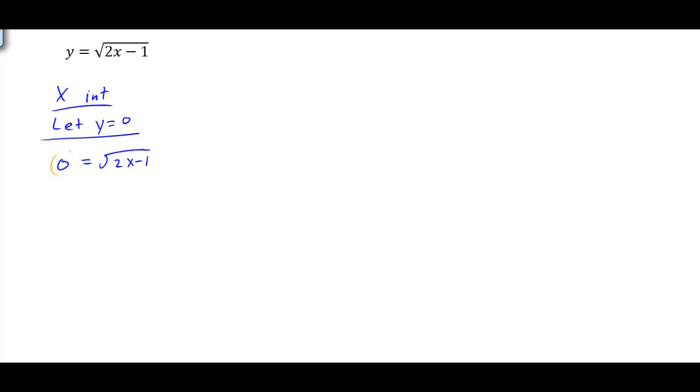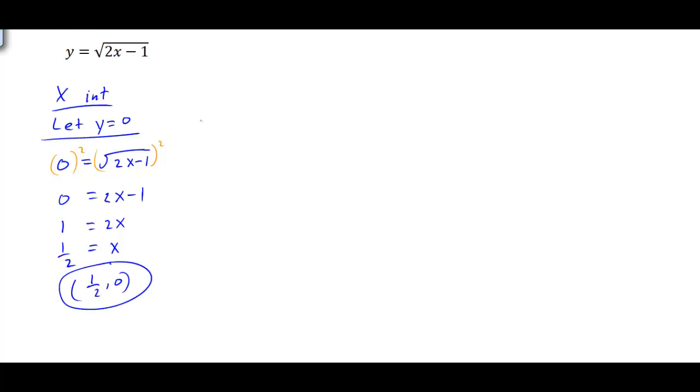Well, we're going to have to square both sides of the equation to eliminate the square root. 0 squared is still 0. The square and the square root cancel, so we're left with 2x minus 1. And if we solve for x, we have 1 equals 2x, divide by 2, x equals 1/2. So therefore, we have 1/2, 0 as our x-intercept.